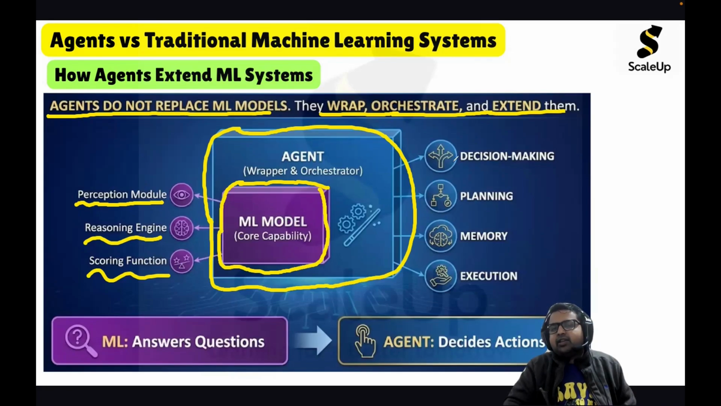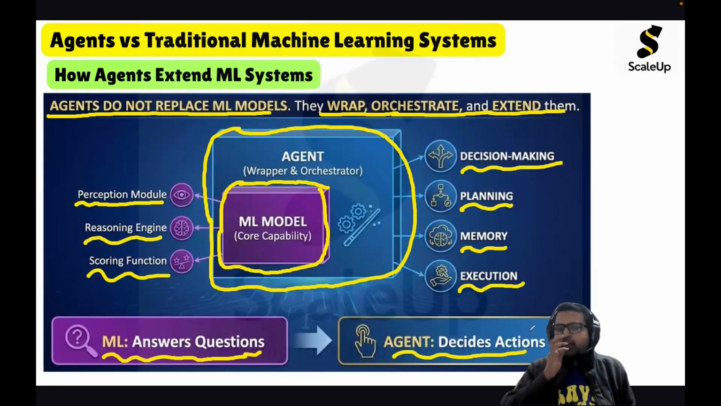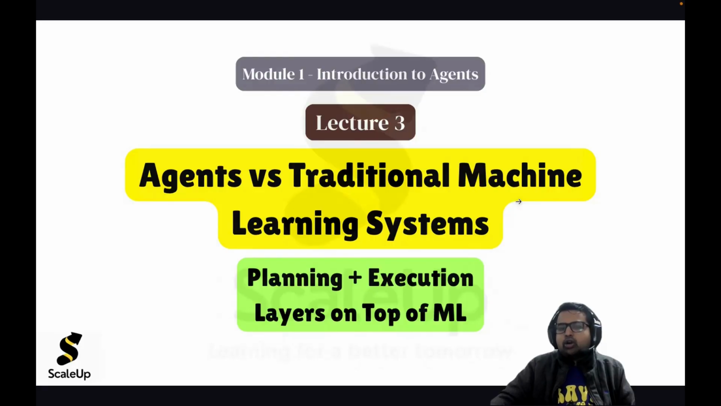And agents are very good at decision making, they are very good at planning, they have state, and they can execute actions. So the idea is that machine learning is good at answering questions, and AI agents are very good at deciding actions. This is a very powerful framework we are discussing, wherein agents make use of machine learning models for perception, reasoning, and scoring function. And agents on their own are very capable of decision making, planning, memory, and execution. This complete setup can answer questions and also decide actions, with planning plus execution layers on top of machine learning.